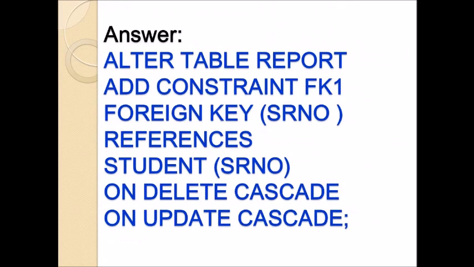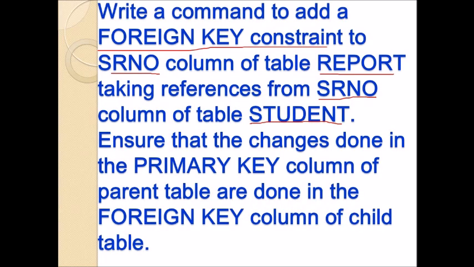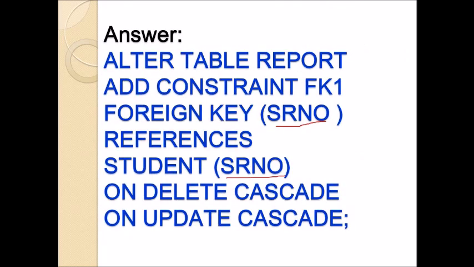So the answer is alter table report, add constraint fk1 foreign key, the column which you want to set as foreign key, references, the parent table name, the primary key of the parent table, on delete cascade, on update cascade. So ensure that changes done in the primary key column of the parent table are done in the child, the changes meaning update as well as delete. So you'll write on delete cascade, on update cascade.